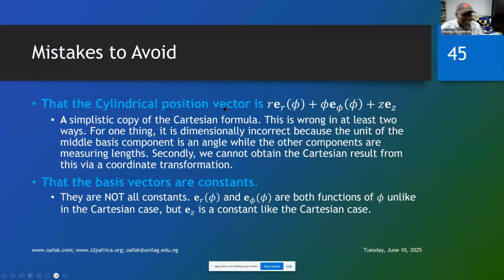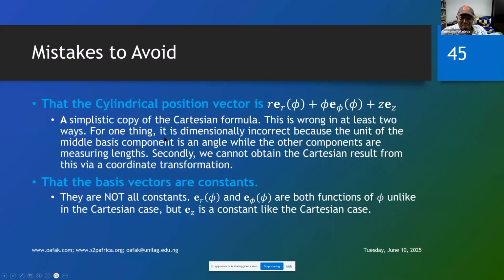Now, let us look at the mistakes to avoid. If you were to follow the Cartesian system, and somebody asked you, what is a cylindrical position vector? You will think that it is R e_R plus phi e_phi plus Z e_Z. You realize that this is a simplistic copy of the Cartesian formula. It is wrong in at least two ways.